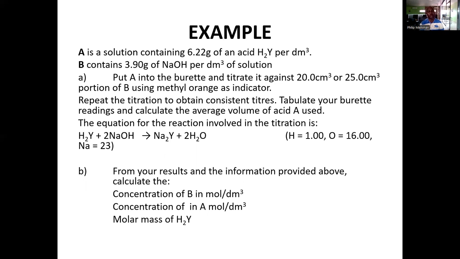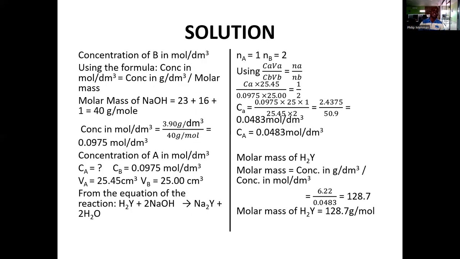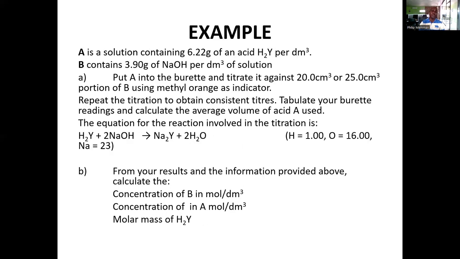The next one is to calculate the concentration of A in moles per dm³, and finally calculate the molar mass of H2Y. Now, as we proceed, if you look at the question, you find out that all the concentrations are mass concentrations. You can see 6.22 grams of acid H2Y per dm³. That's mass concentration. Then the other one is 3.90 grams of sodium hydroxide per dm³ of solution.